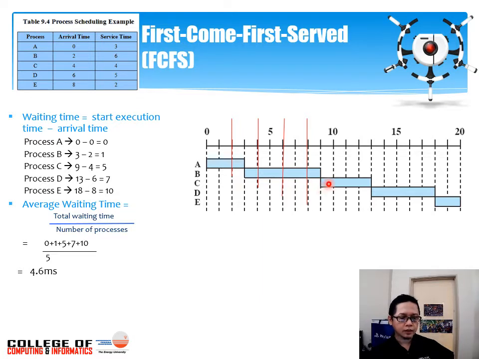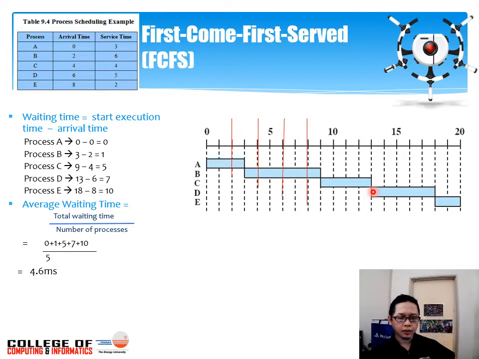Okay, next is the arrival of D. So the arrival time for D is 6. So D arrived here. Okay, so before the execution of D, it needs to also give way to C. So C is executing here 1, 2, 3, 4 until here. So you see at the 13th millisecond, D from here, it only gets executed here.